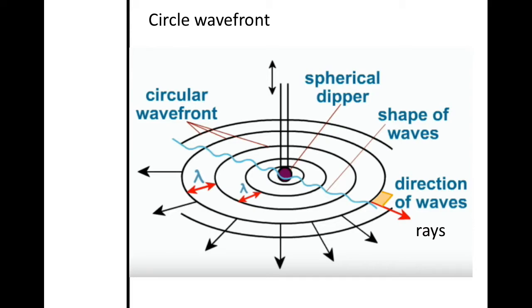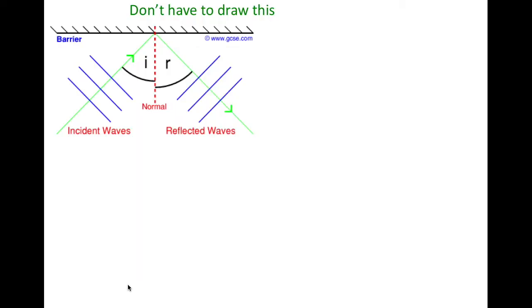So as you can see, understanding wavefronts and ray diagrams can help us to illustrate how waves behave during different situations, such as when there is reflection, refraction, or diffraction. We will be learning about reflection, refraction, and diffraction in more detail in the next section, but I just wanted to let you see how useful wavefronts and rays can be when you're trying to illustrate how waves behave.